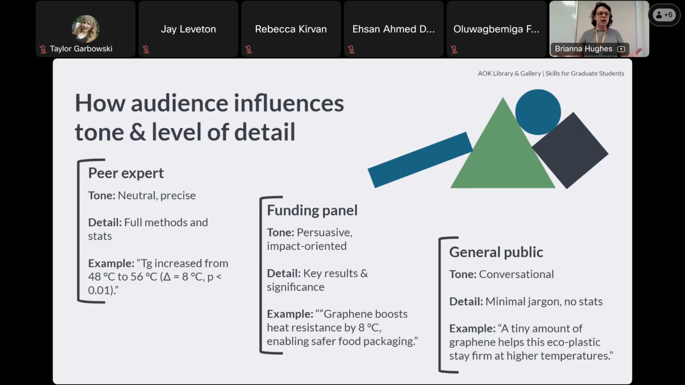Okay. And then for the general public, when you know that you're writing for the general public, someone who's not necessarily immersed in this field, the tone should be more conversational. Eliminate as much jargon as you can, making sure that you are really spelling out every acronym, every kind of vocabulary word that might be specific to your field. Minimizing the number of statistics because they may not mean much to folks who are not in the discipline. An example here I gave, a tiny amount of graphene helps this ecoplastic stay firm at higher temperatures. Pretty straightforward, easy to understand even for someone who's not in this discipline.